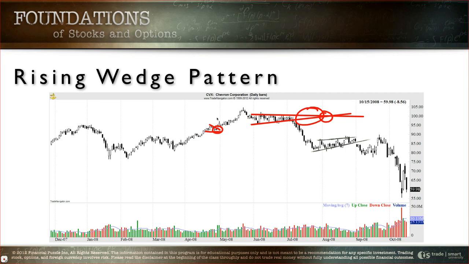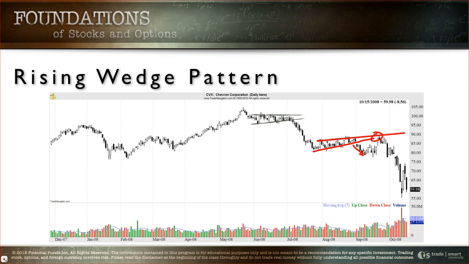Okay. Now continuing on through this move, we had a move here in August where we had the same formation. Notice that these lines, both of them are going uphill. Again, they would converge way in the future, and it broke out to the bearish side. It's a rising wedge that breaks bearish.